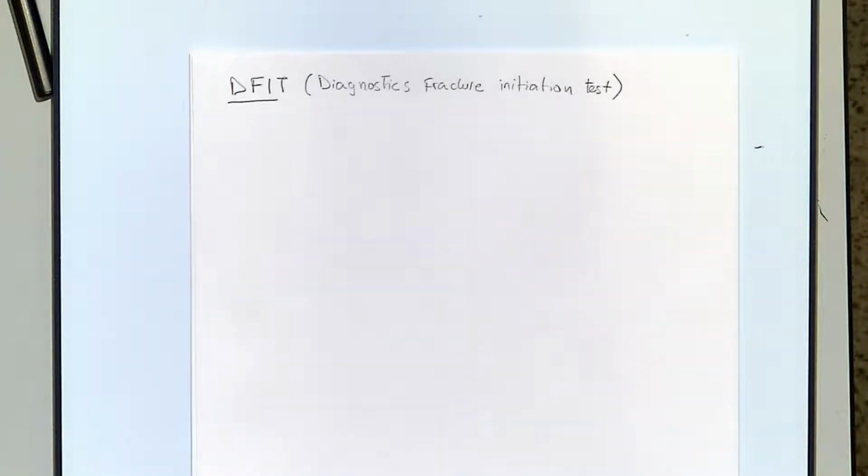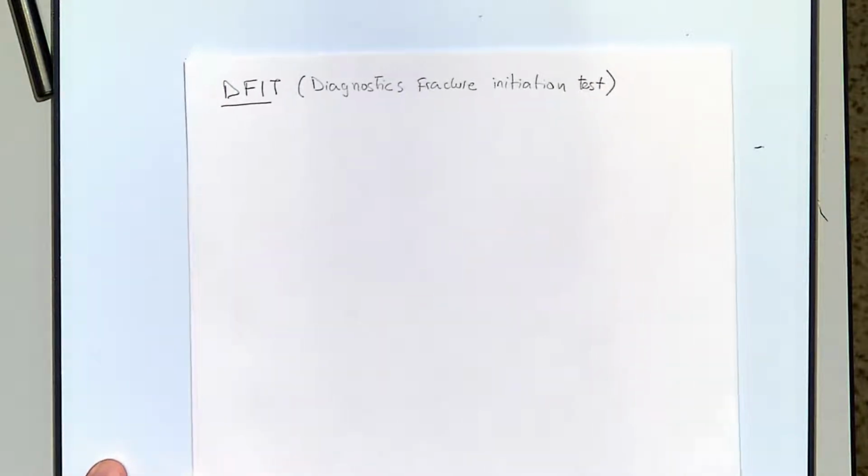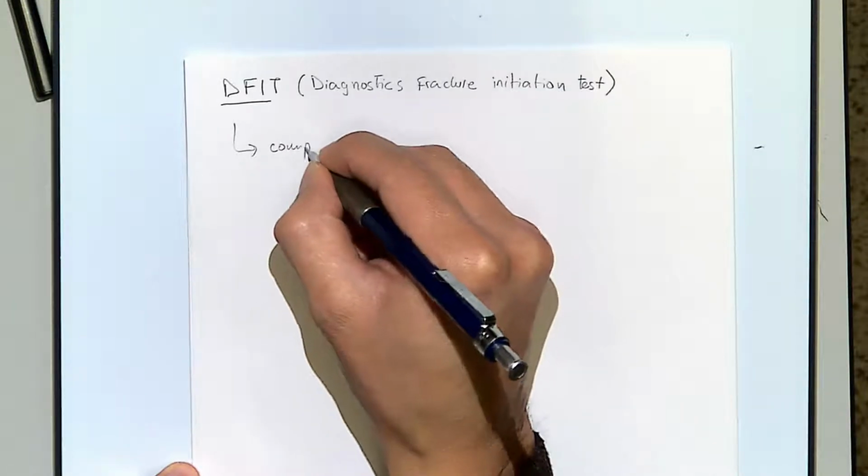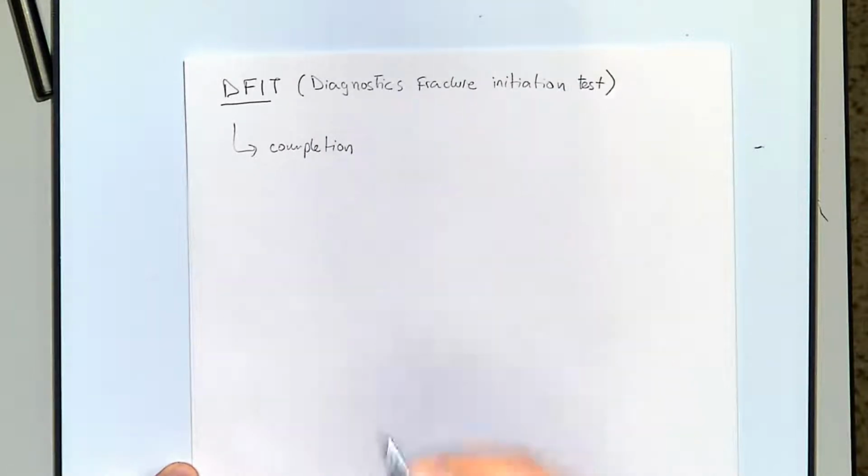Basically, what we want to measure now is the pressure at which you will propagate a fracture, right? But now notice that this is different than what we did before. Why is it different? First of all, because it's for completion purposes. So the first one was for drilling. This one is for completion.